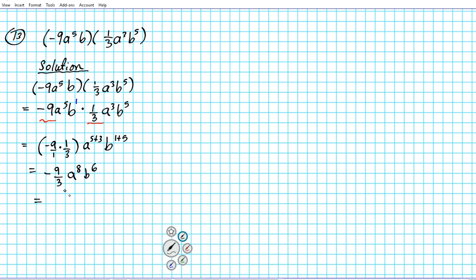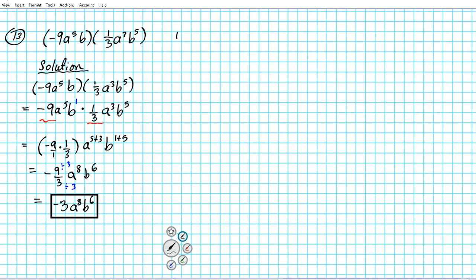You can divide top and bottom by 3, okay? So you just reduce that fraction since they have a common factor of 3. So divide the top and the bottom by 3. So you have negative 3 a to the 8th power, b to the 6th power. And there goes the answer to question number 13. All right, let's move on to 14.